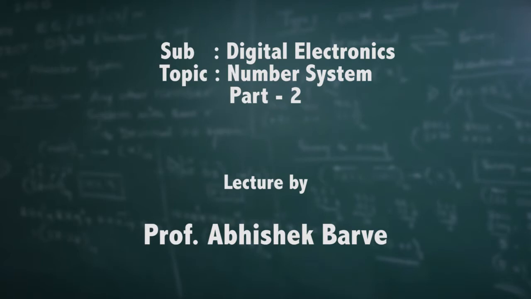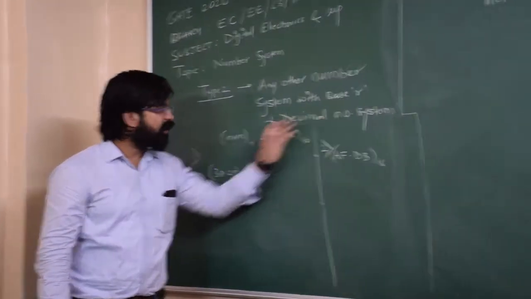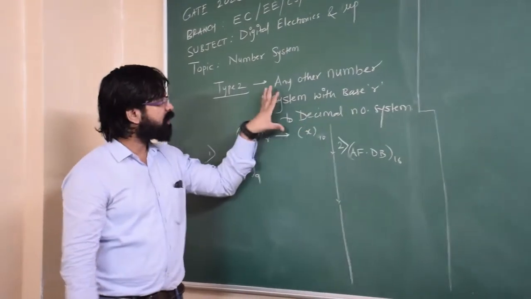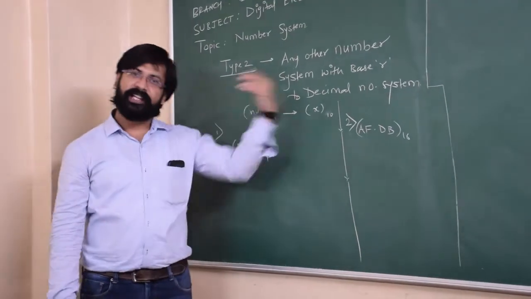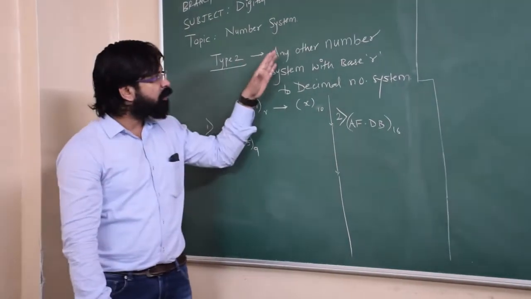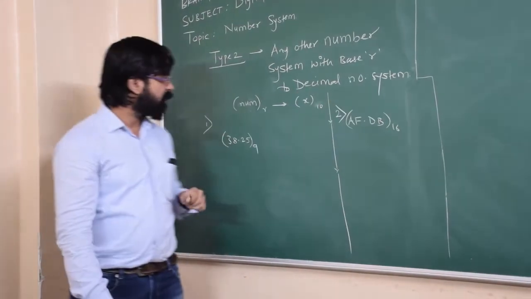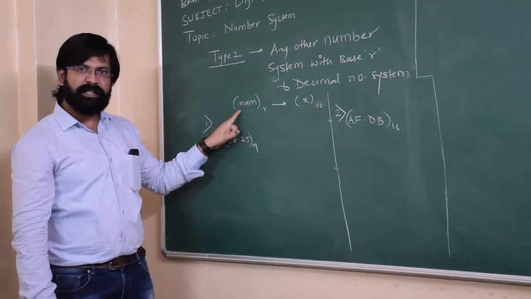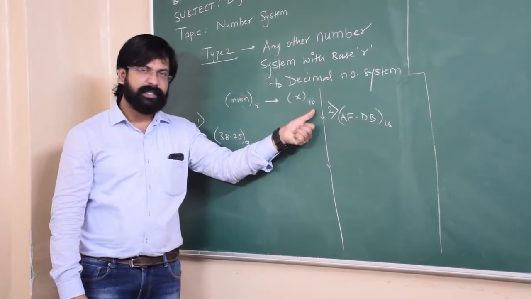Now this is type 2, where we convert any other number system with base r to a decimal number system. Do you see? Now this is exactly the reverse part of type 1. Type 1 we have seen decimal to any other number system having base r. This is exactly the reverse. Now we are going to convert any other number system having base r to decimal number system. So let's say some number is given having base as r. I have to convert it into a number having base as 10.